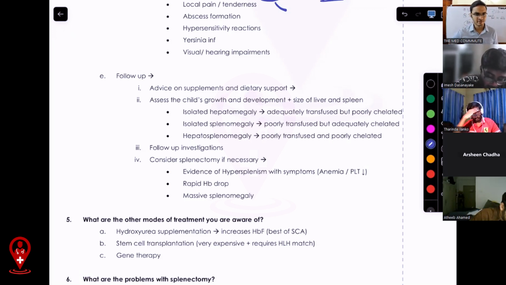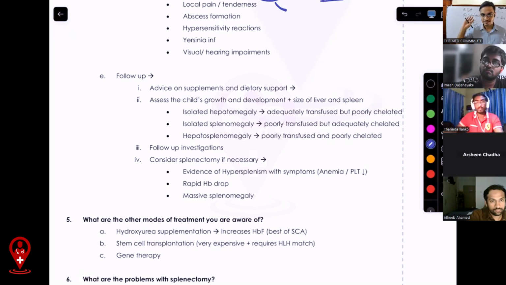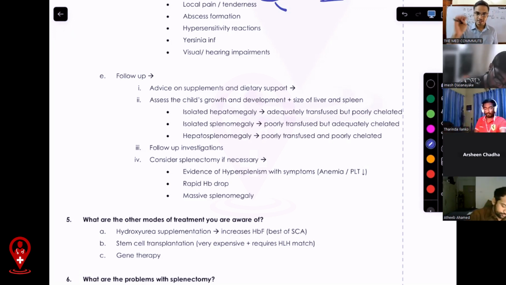Follow-up investigations. What do we want to do for our follow-up investigations, guys? Just try to guess and tell me. What do you want to look for when the patient comes for follow-up? Liver function test. Excellent. Anything else? So, liver function test, what are we looking for? AST, ALT, and we can check alkaline phosphatase as well.